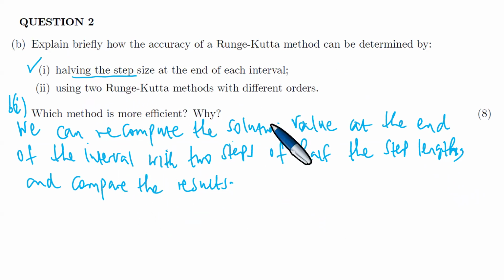Because by halving the step size, we can recompute the solution value at the end of the interval with 2 steps, because you would have halved it, and we're going to see what that means, with 2 steps of half the step length and compare the results. Okay, we're going to see what that means when we solve problems using the Runge-Kutta method.